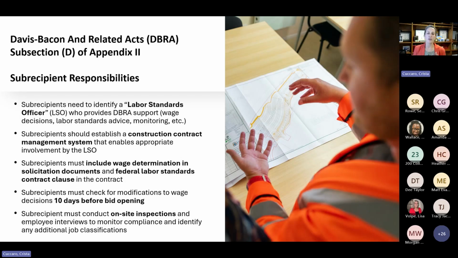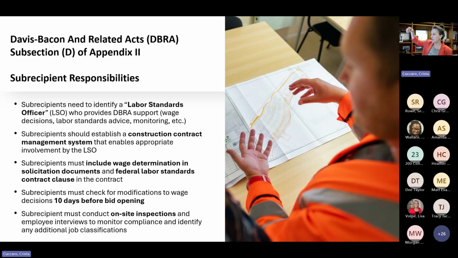I mentioned this already, third bullet: subrecipients have to include the wage determination in solicitation documents, right? So you're going to get that general wage determination and attach it to your solicitation, so that bidders are aware of the requirements around wages. You'll also have to include federal labor standards contract clauses in contracts covered by Davis-Bacon. And I've got a little bit more information about that contract clause on the next slide.